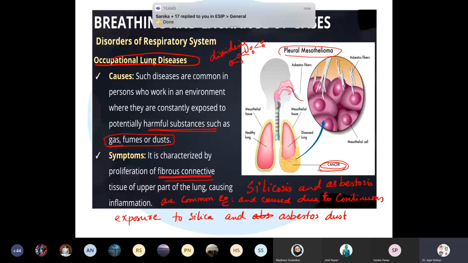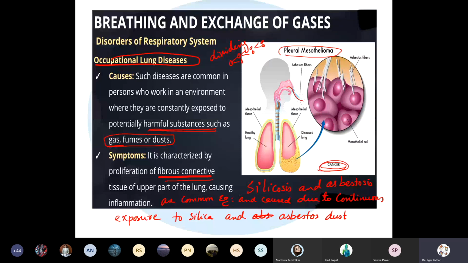For your syllabus, you should know the two common occupational lung diseases: silicosis and asbestosis. They'll ask which of these are occupational disorders, or emphysema or any other. You should know why they happen: one is exposure to silica, the other is exposure to asbestos dust, which is also a fabric dust.